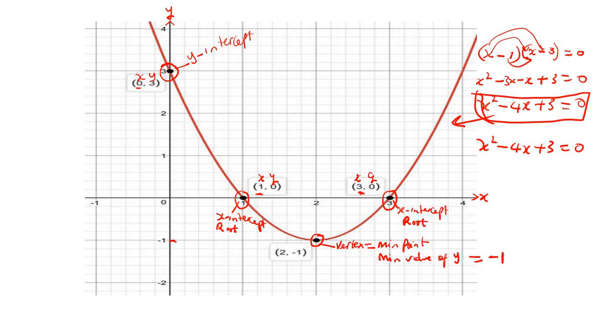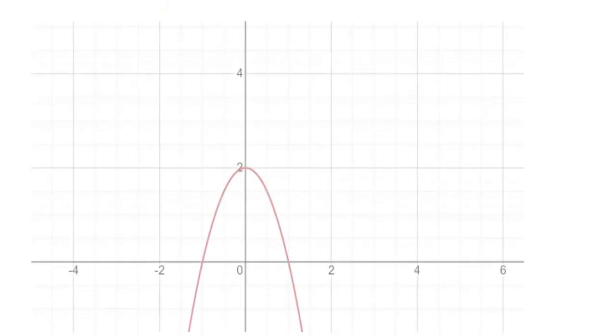Now we know the roots. The roots are the points where x is 1 and 3. Remember, it's also referred to as the x-intercept because at this junction, the value of your y is 0. If you have any question, drop it in the comment section. I will attend to it as soon as possible. So let's move over to the next graph.